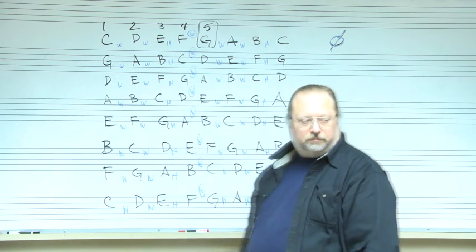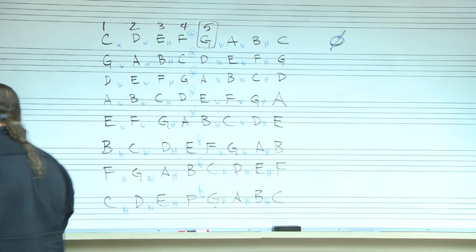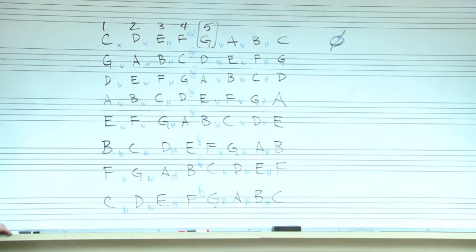But doesn't the circle with the slash also mean flat 5? If you're looking at a chord, half diminished, which is a flat 5.